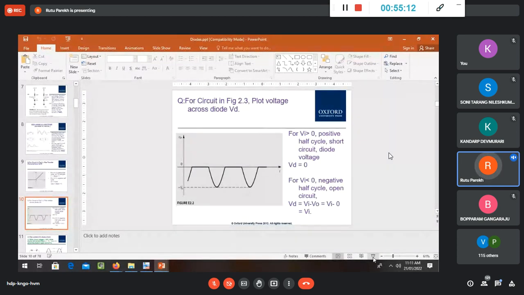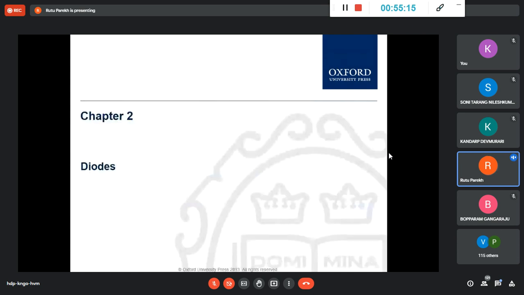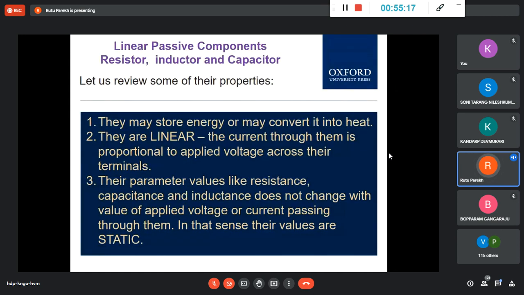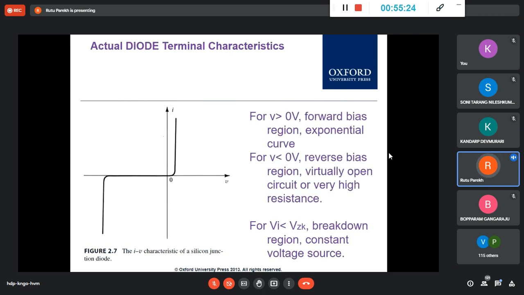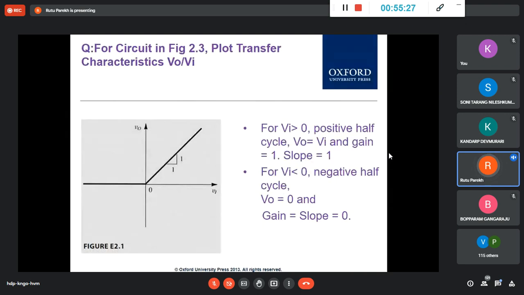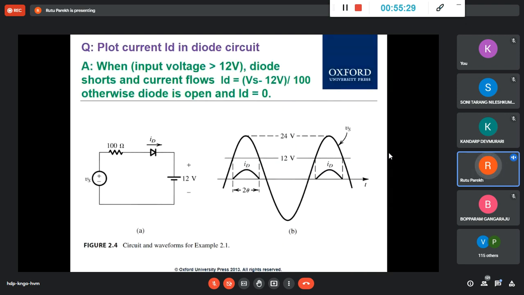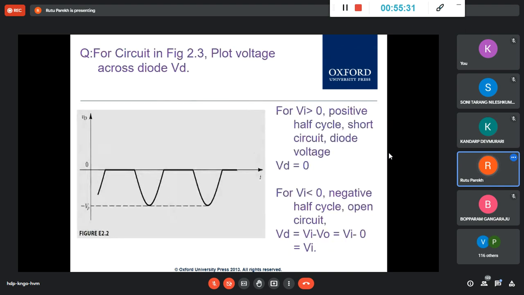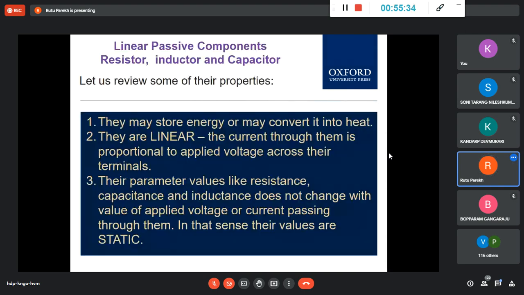Let me go ahead because we still have time here. Now we'll start with the diode and its characteristics. This lecture will be easy, but from the next few you will have to be attentive. Let me start with this slide. This is about linear passive components. We'll start with the basic things first, just to understand some vocabulary.